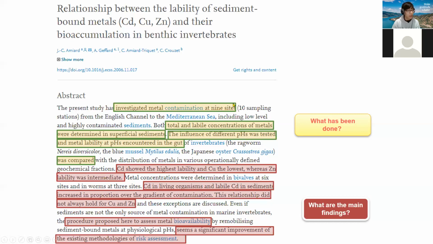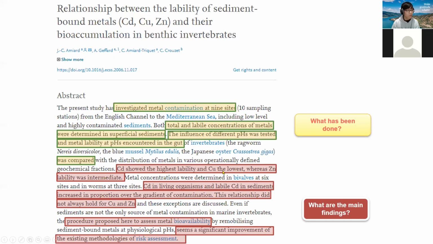They looked at 9 sites. They looked at these 2 concentrations of the metal in the sediment, right? And then they tested the pHs in the gut of the invertebrates, right? And I find out, oh, okay, there's this thing called a ragworm, the blue mussel, and oysters. So these 2 are clams, I know. So that kind of invertebrates, okay? So I'm trying to figure out what is happening in this paper. What did they find out?